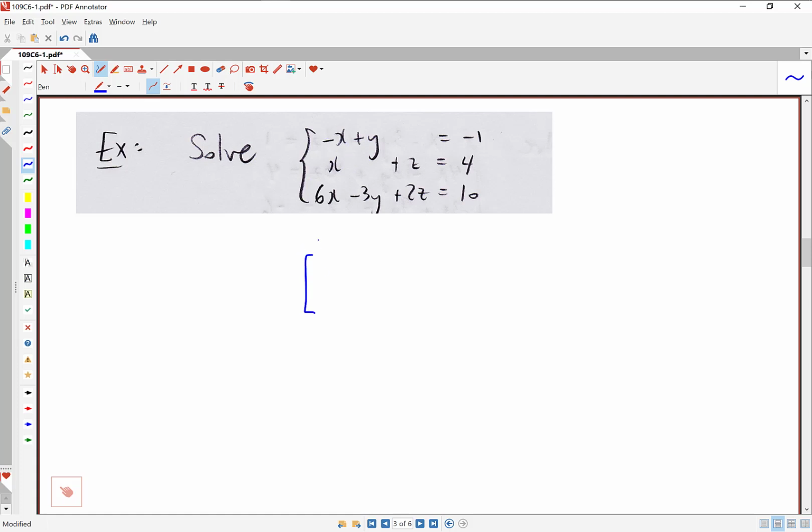So we're going to set up the system in matrix form. This time we have 3 variables, x, y, z. We've got our equal signs. We're going to put our constants over on the right side, and we'll just pull out the coefficients from each of these equations. So we'd have -1, 1. The first equation doesn't have any z's in it, so that's 0z is equal to -1. For the second equation, it would be 1, 0, 1, and then a 4. And for the third equation, 6, -3, 2, and 10. So that gives us a way of writing down this system much more concisely.